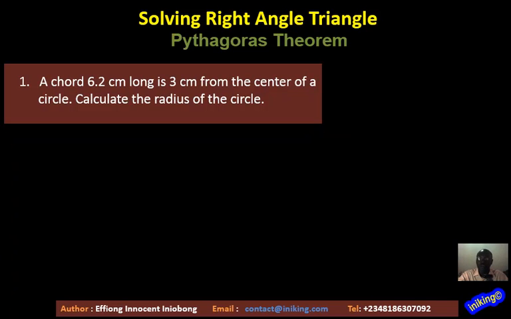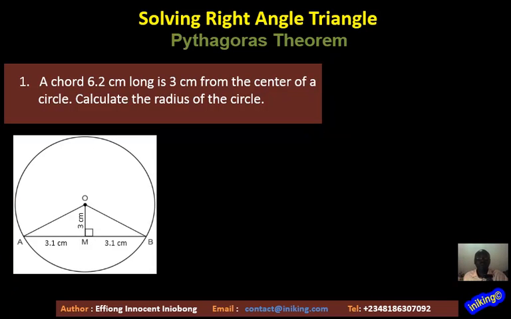Calculate the radius of the circle. Let's look at the diagram of this. Look at the question and carefully study the diagram. We are told that the chord has a length of 6.2 centimeters. And this is our chord. Our chord here is AB, from this point to that point there.